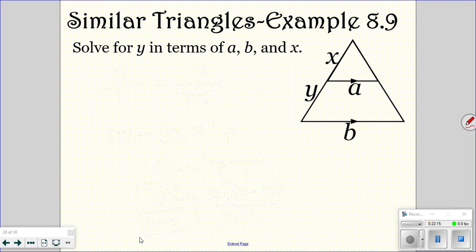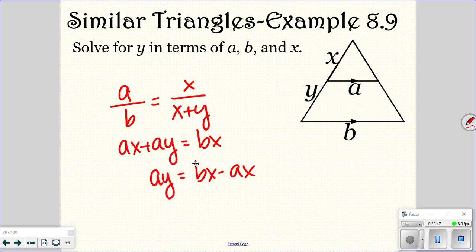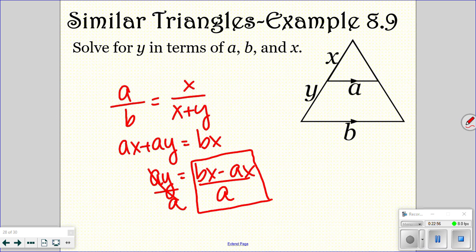Moving on to the next one. Again, we want to solve for y in terms of a, b, and x. So if you set up your ratios, little triangle A over big triangle B, the little side is x over the big side is x plus y. And then you're going to do the same thing, cross multiply. And if we're solving for y, there's only this one y here. So ay equals bx minus ax, and you divide by a. And so there would be your y answer.